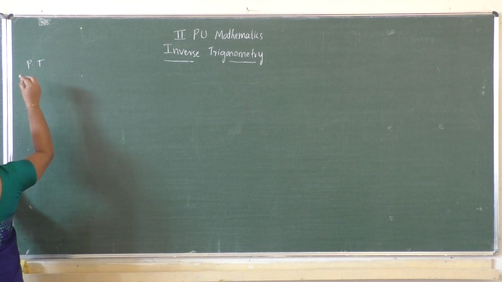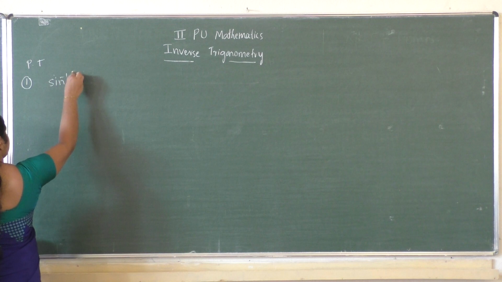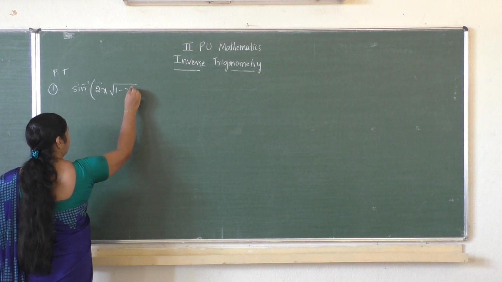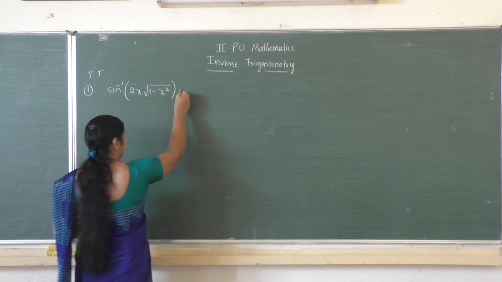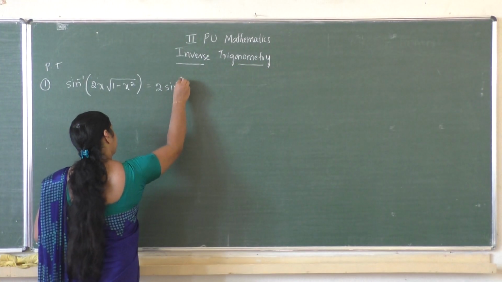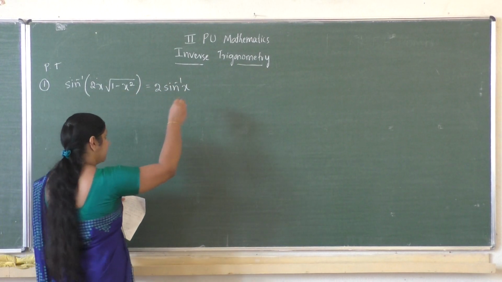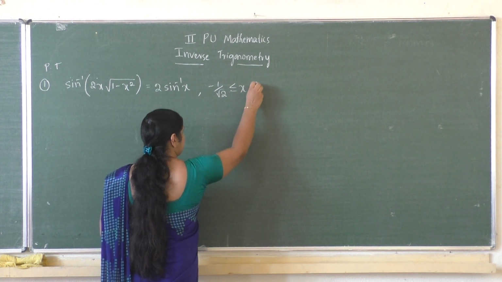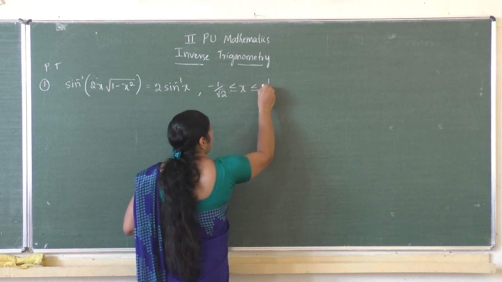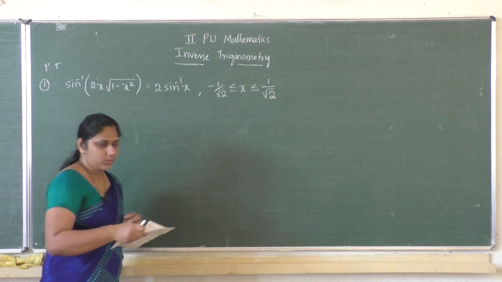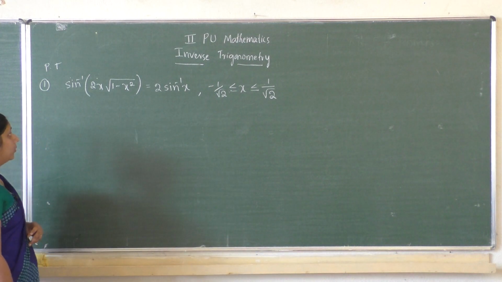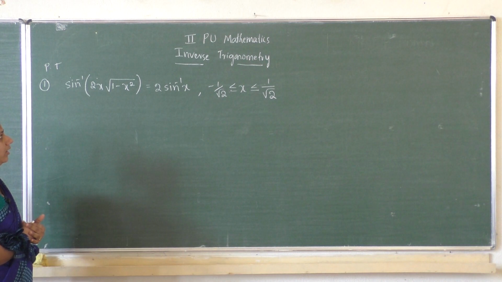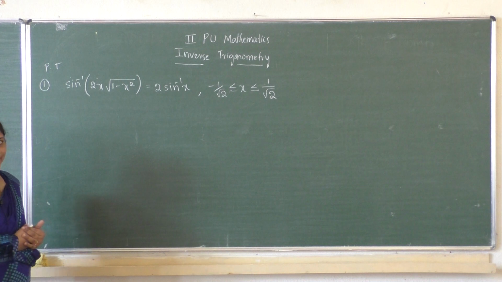Prove that, first one, sin inverse of 2x into root of 1 minus x square equal to 2 sin inverse x, where minus 1 by root 2 is less than or equal to x less than or equal to plus 1 by root 2. So we have to prove this condition, that is sin inverse of 2x into root of 1 minus x square equal to 2 sin inverse x.